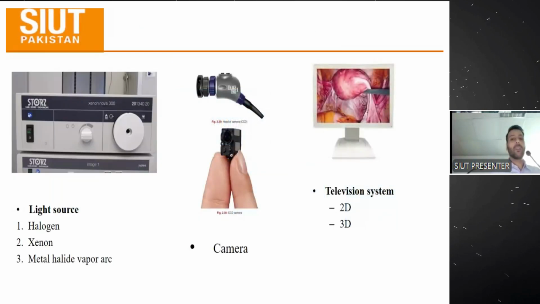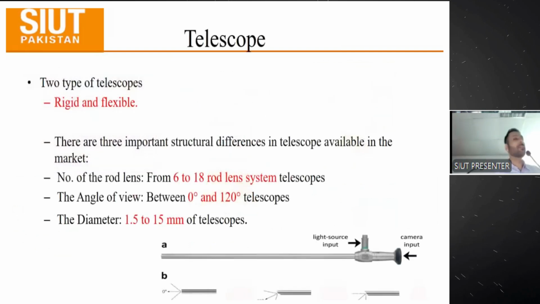Now, with the camera, there's a telescope attached. There are two types of telescopes used in laparoscopic surgery, a rigid one and a flexible one. And there are three important structural differences in the telescopes: the number of rod lenses, which ranges from 6 to 18; the angle of view that the surgeon uses, that is the type of the telescope, which ranges between 0 degree and 120 degree; and the diameter of the telescope, which ranges from 1.5 to 15 millimeters.